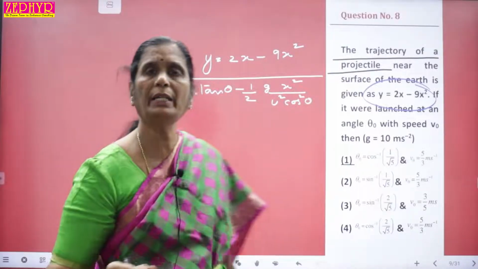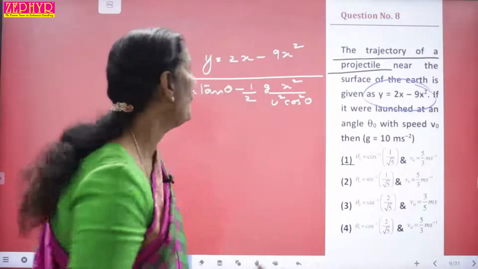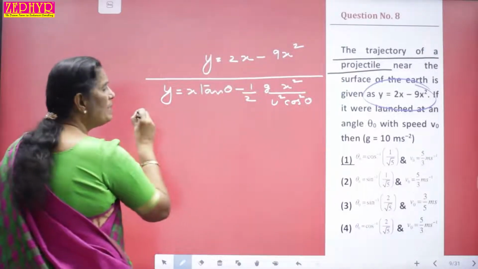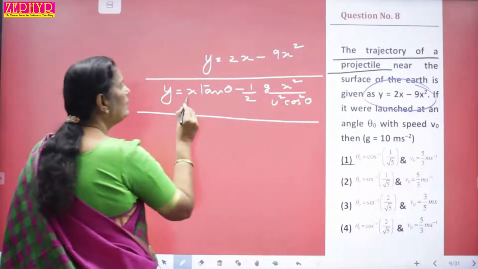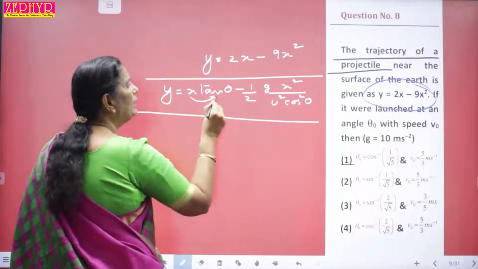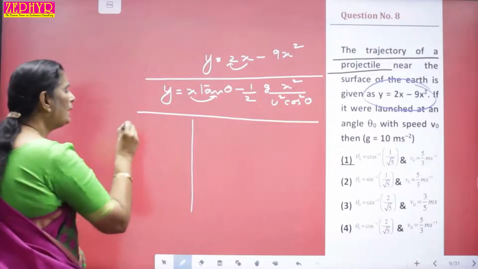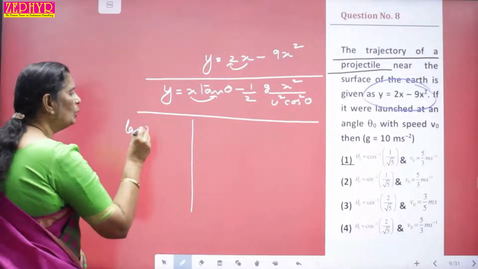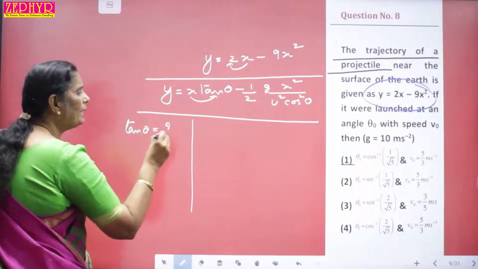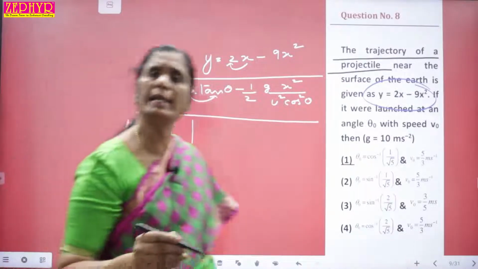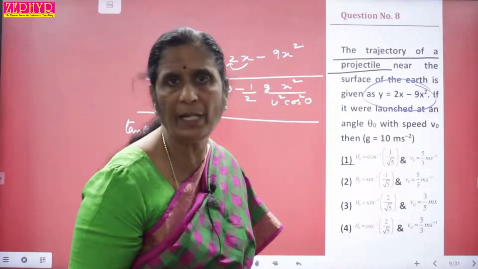U square cos square theta, or ux square. Okay, but now start comparing. What best you can do, you do it. What is the x coefficient? See, the x coefficient is tan theta. What is the x coefficient here? 2. So we can take tan theta as 2. So if you take tan theta as 2, you are getting theta, the angle of projection, as tan inverse 2.